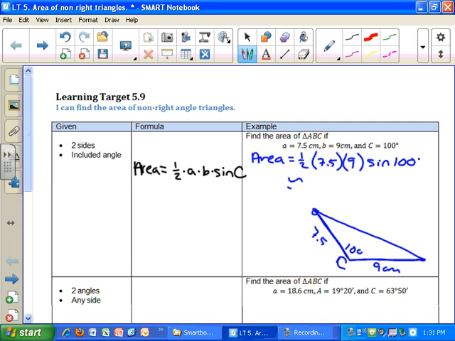And you can type all of that in at once. Make sure that your calculator is set to degrees since we're doing sine of 100 degrees. And we get an answer of about 33.2 centimeters squared. So you might want to pause the video, double check that that's the same answer that you get. And then if it is, then you can move on.